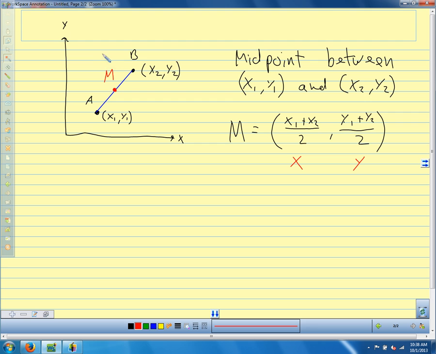So the coordinates of my midpoint are going to be x and y. So we just need 2 numbers. We average the x's and we average the y's. So my midpoint, I get a point, an x and a y. So it's just like we did on the number line, but we do it once for the x and once for the y. So let's look at a couple of examples of finding the midpoint of a segment.